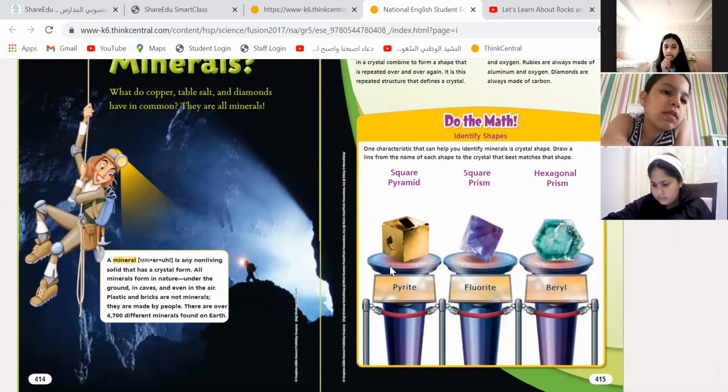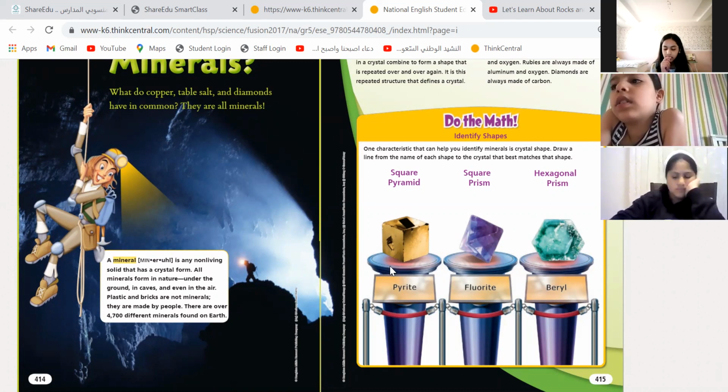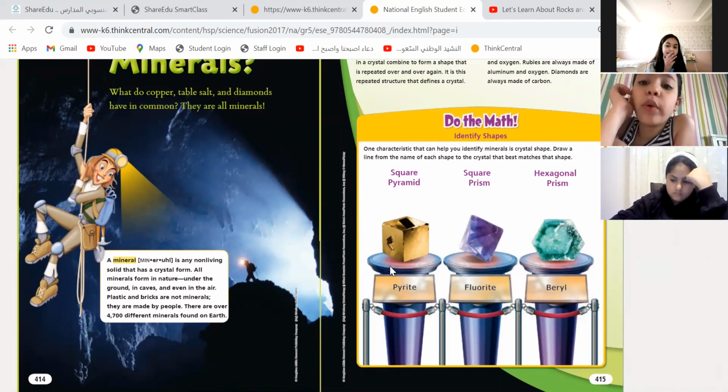Definitely it all comes from nature. People do not make that. People can make plastic and bricks, but they cannot make minerals. Plastic and bricks are not minerals. Minerals means things like diamonds, rubies, what else? Who knows what else? Give me another type of minerals. Ruby, gold, diamonds, jewels, gems.